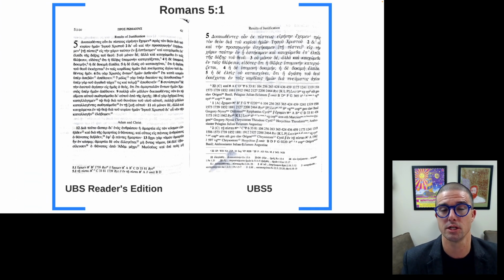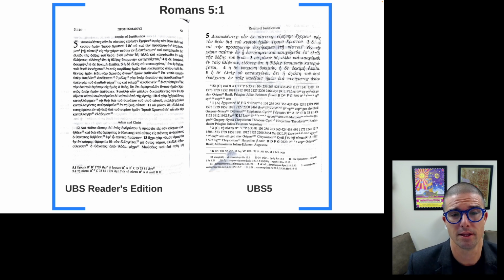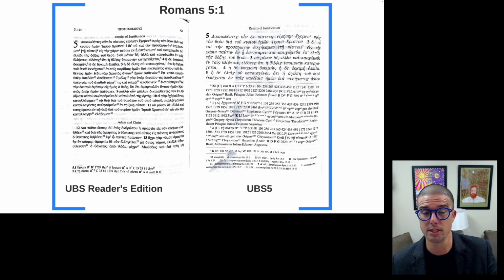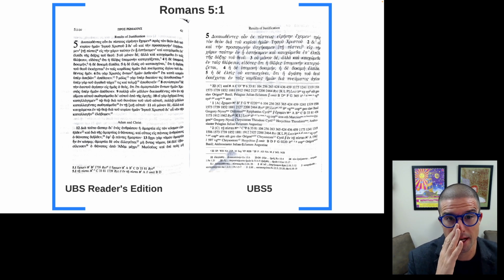Because the Reader's Edition gives you footnotes with parsing information for words, it has less room to give you information about textual variants. UBS 5 and most other Greek New Testaments that are not Reader's Editions will not have footnotes with respect to parsing, so they have more space to give a fuller apparatus. If you compare the left and the right side here, you'll see that what is on the right not only has more information about the variants, that is, it gives you more textual witnesses to the different variants, or if there are additional variants in a particular verse.